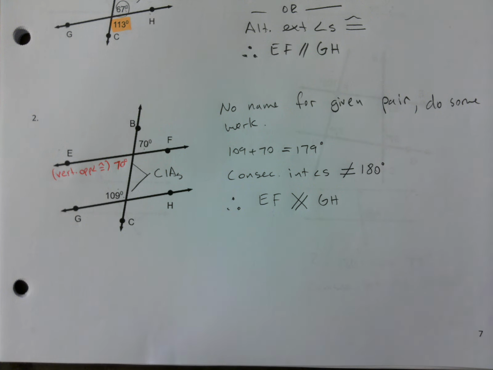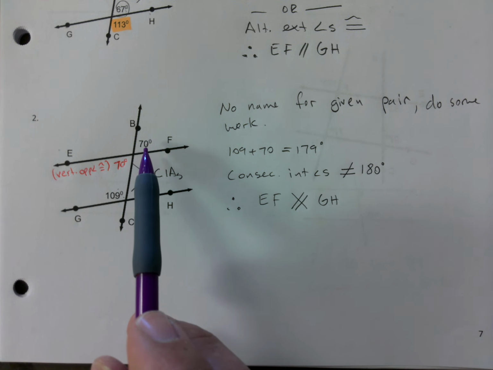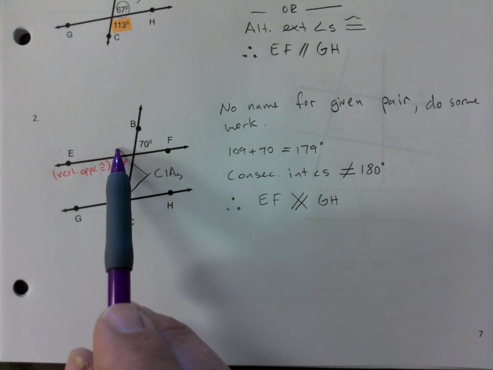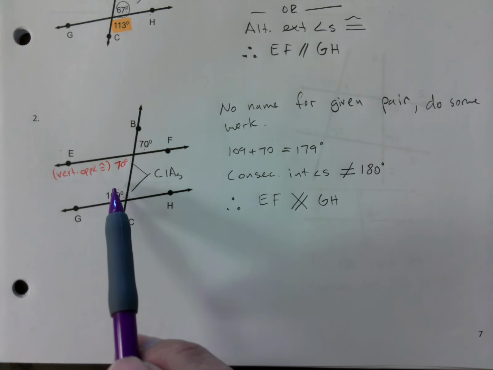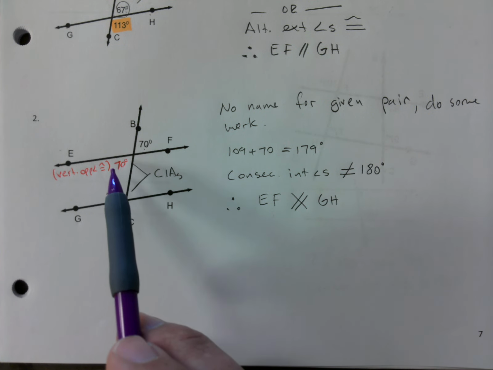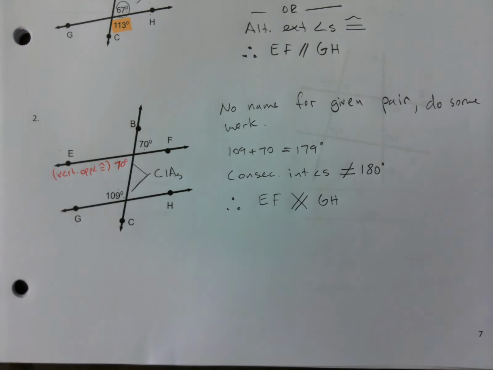I don't know if I want to add an OR to this, but I could. If this is 70, folks, what's this one here? 110. 110 and 109, they're not congruent, correct? But they're corresponding. They should be, if you want parallel lines. So that's another way of showing it's not happening.